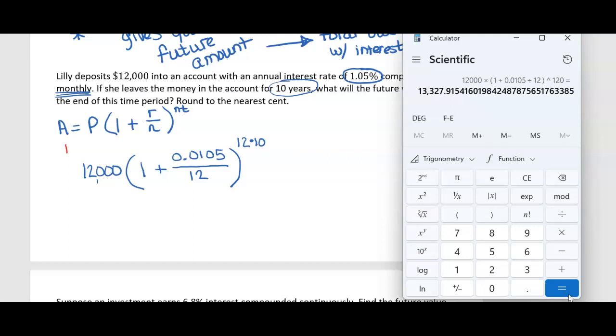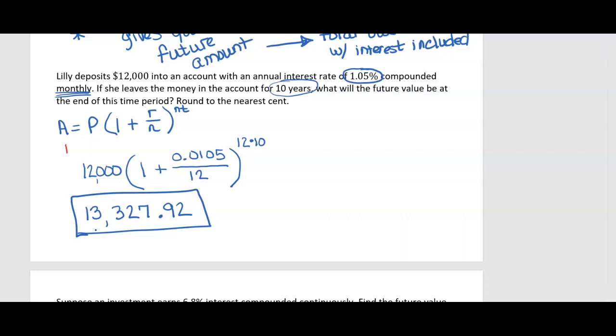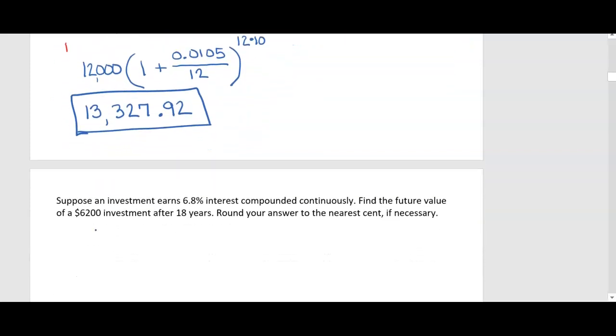So if I deposit $12,000 in that account and I leave it for 10 years and I'm getting this 1.05% interest rate, at the end of 10 years, remember it's giving me my total, I'm going to have $13,327 and, let's round appropriately here, 92 cents. I'm going to write that answer down for you. $13,327.92 is what I will have after 10 years. And we have 3 or 4 more to do here.